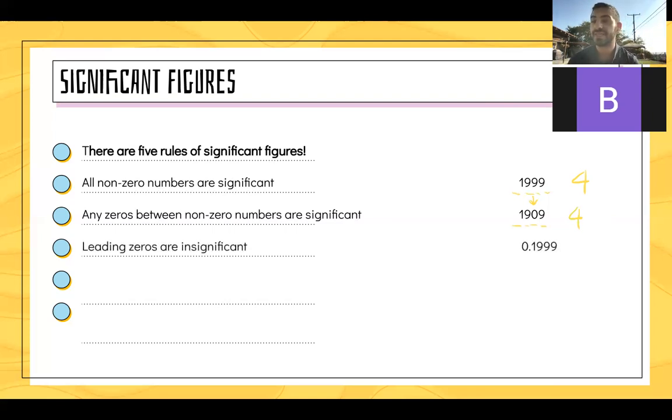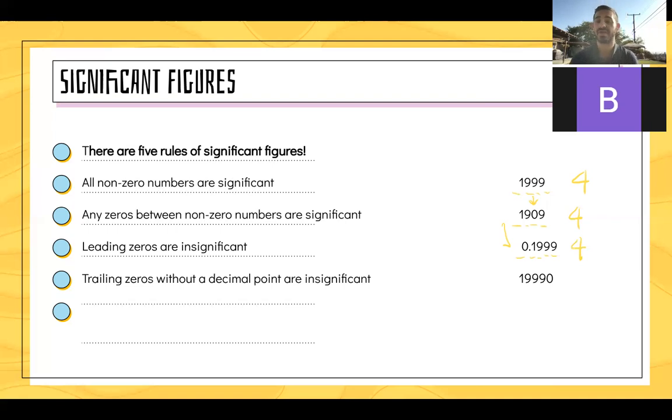Leading zeros are insignificant. What does this mean? Sometimes you'll have numbers that are less than 1, which means that they are 0 point something, okay? All those leading zeros are insignificant. So here we have a 0, 1999. These are non-zeros, they are significant. But is this 0 significant? Absolutely not, because it is a leading 0. So this has 4 significant figures.